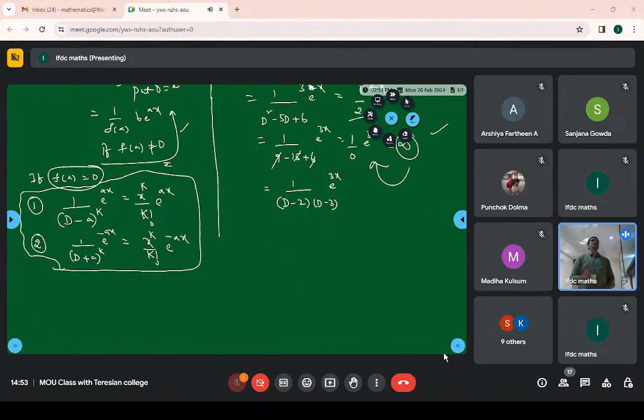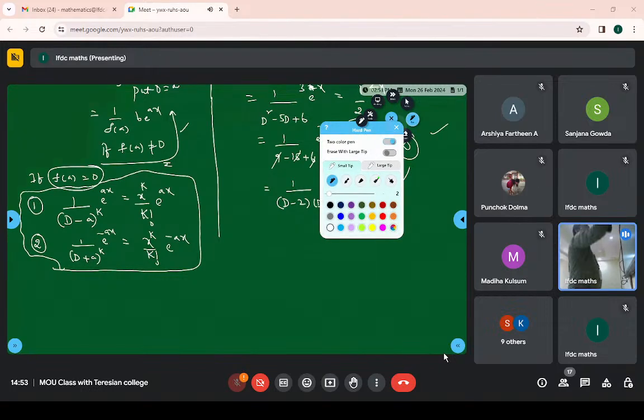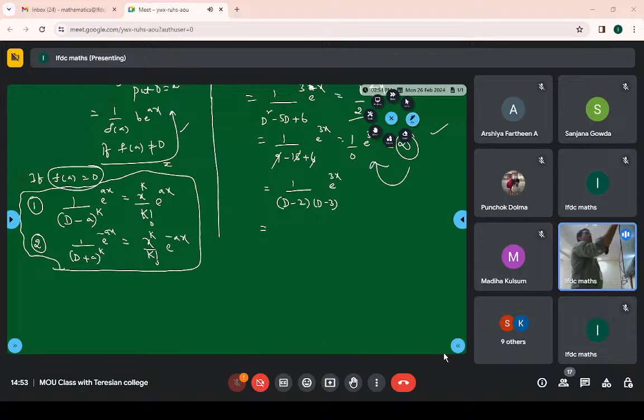Now, sir, can I explain this example? If I would like to give this example, 1 by (d minus 2)(d minus 3), here is a problem. If I substitute d equal to 3, the problem is coming. Here no problem, you can just substitute 3 minus 2. Just make it separately: 1 by (d minus 3) whole power 1 into e power 3x.